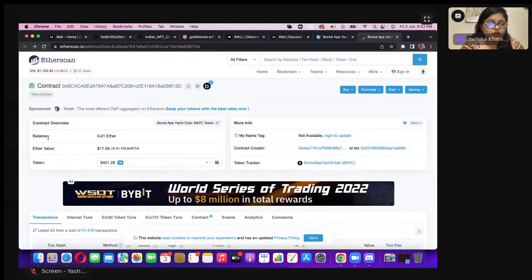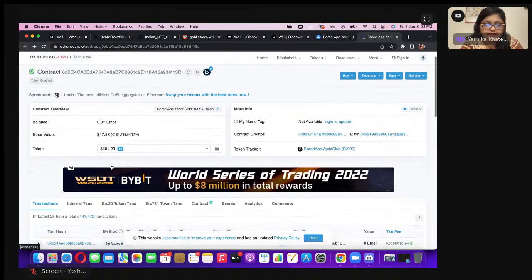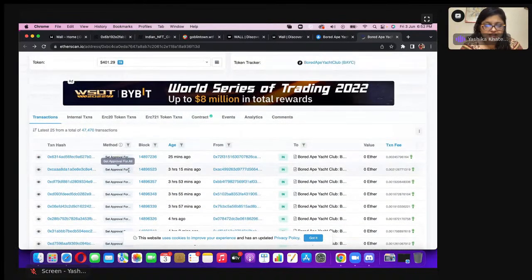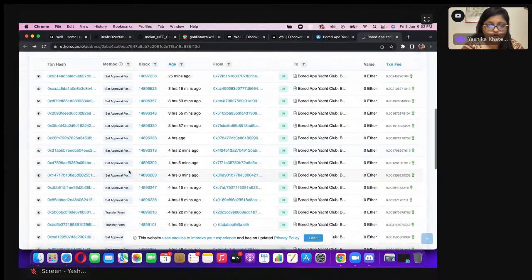Right now in their contract there is no balance, there's 0.01 ether, whose value is $17. And these are the transactions that have happened in the Bored Ape contract. 25 minutes ago, somebody got in a Bored Ape. Probably it has only been a transfer, and not a sale or a purchase, and that's why the value is 0 ether.